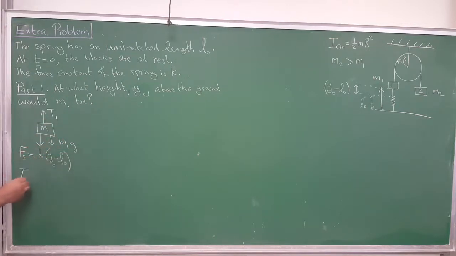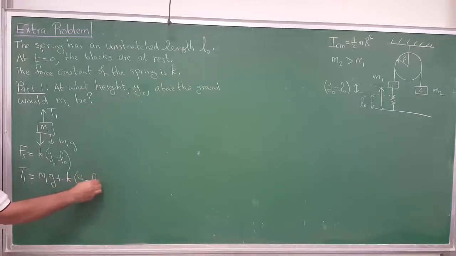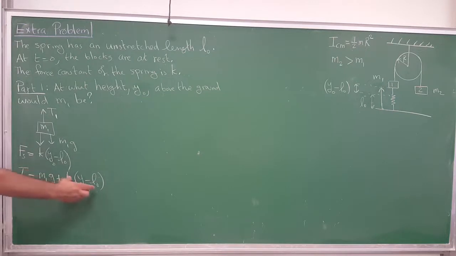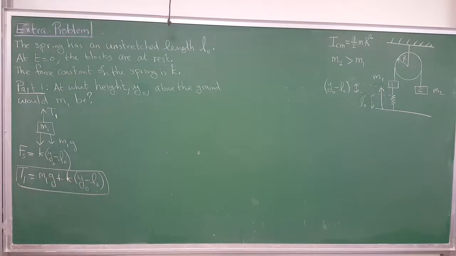So I would get T1 equals M1G plus K times (Y0 minus L0), right? All of them were on the other side. The M1G was negative M1G, and this was negative K times (Y0 minus L0). We set it equal to 0, and we moved them to the other side. So we get this here. This is a little longer problem, more challenging.